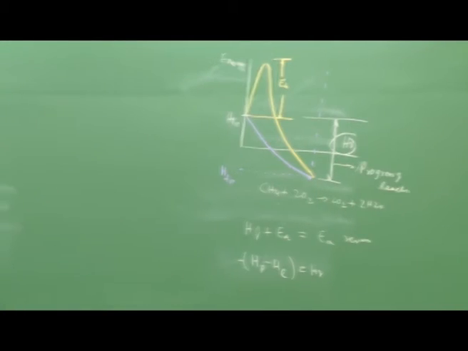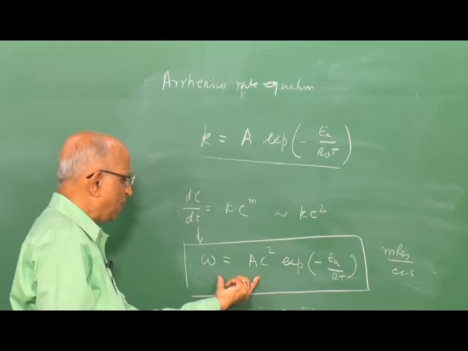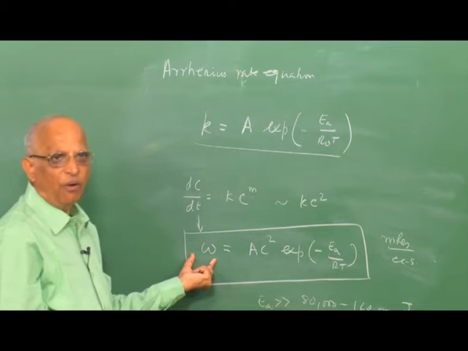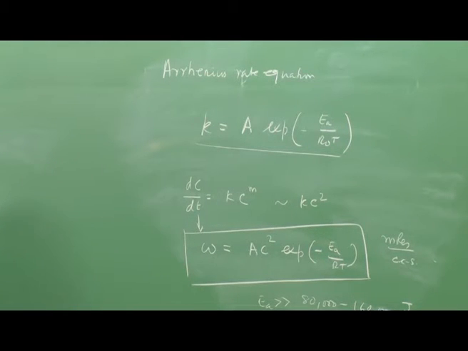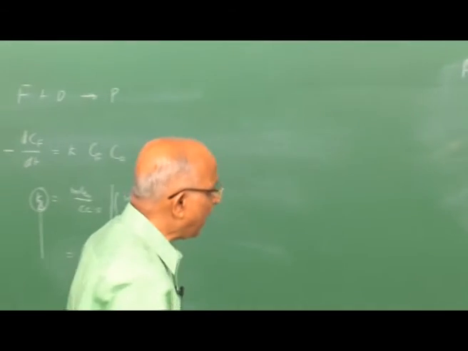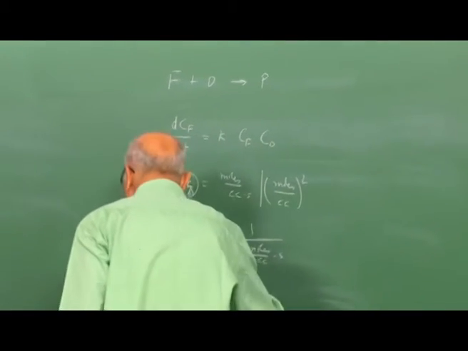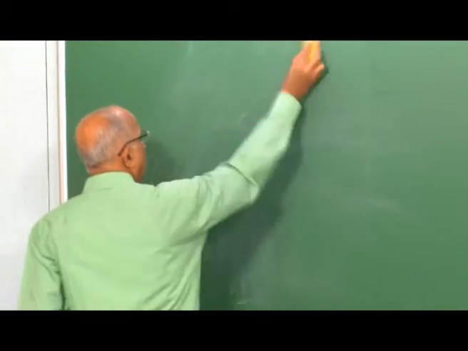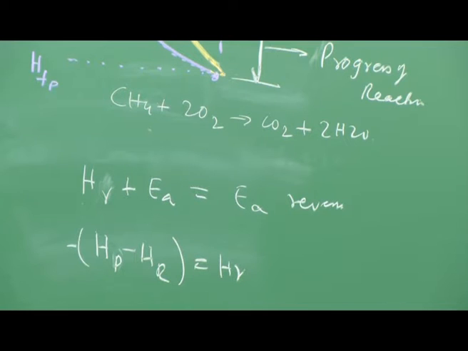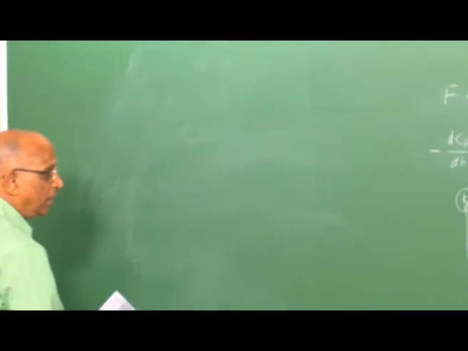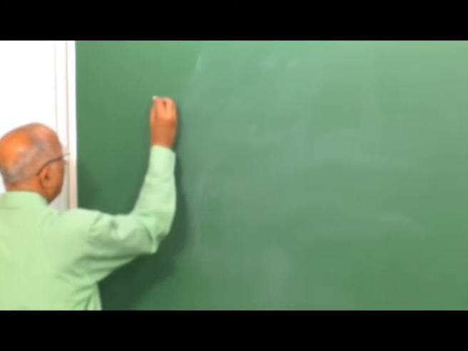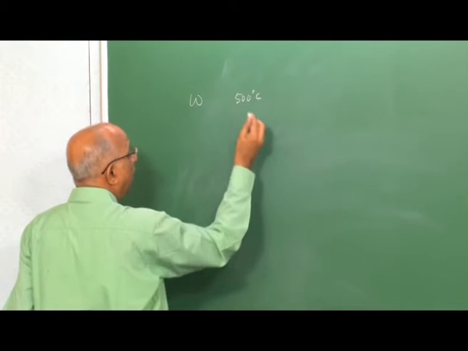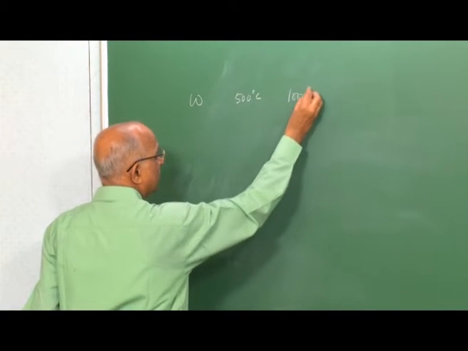This is the expression for the rate of a reaction. Let us quickly find out what is the effect of temperature on the rate of a reaction. Let us quickly do that, and then we go back. Our mission, let us not forget, is to be able to calculate what is the rate of energy release in a reaction. We have still not come to that, we are still talking of rate of a reaction. Let us say I am interested in omega at a temperature of, let us say, 500 degrees centigrade, and how it changes when the temperature is, let us say, 1000 degrees centigrade.